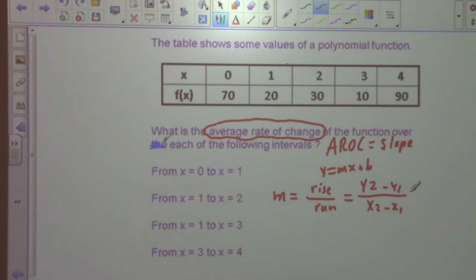Another thing you can see is sometimes you'll see delta y over delta x, this little triangle. Or one more way, you can say your slope, or in this case, average rate of change, equals f of b minus f of a over b minus a.